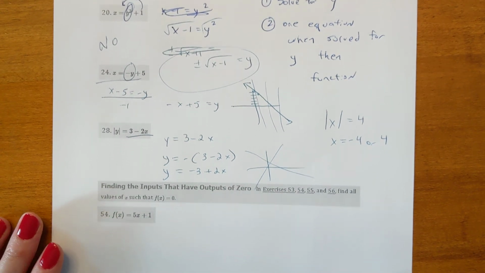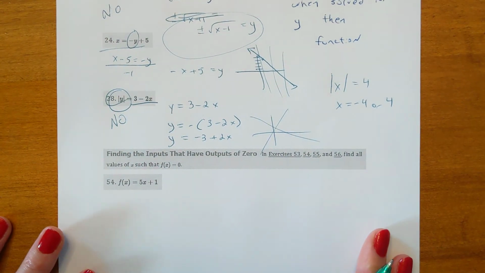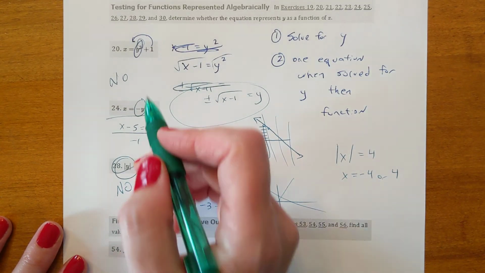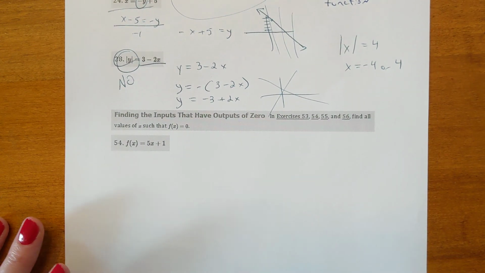Okay, number 54. So this one's also a no. And again, the big clue is that y is trapped inside the absolute value symbol. Here the problem was y was to the second. But on both of them, we had more than one equation when we solve for y. We only want one equation when solved for y.